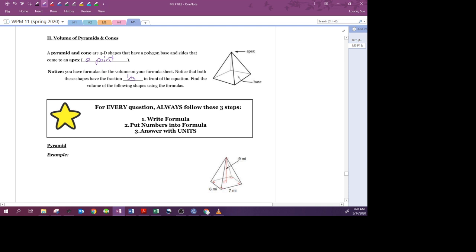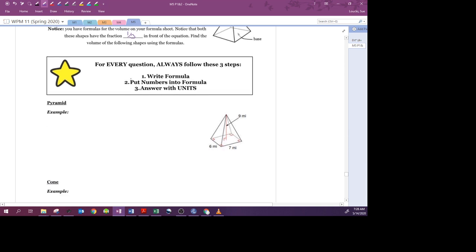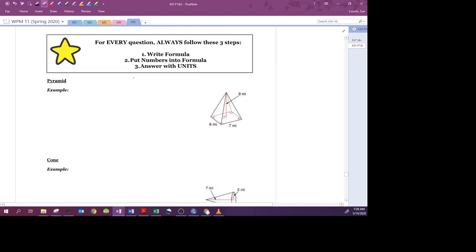It works out that the volume of a pyramid is 1/3 the volume of the rectangular prism that it would fit inside. Weird, eh? Same as for a cone. It's 1/3 the volume of the cylinder that it would fit inside. Anyway, for all the questions, you're going to follow the steps: write the formula, put numbers in, and answer with units.